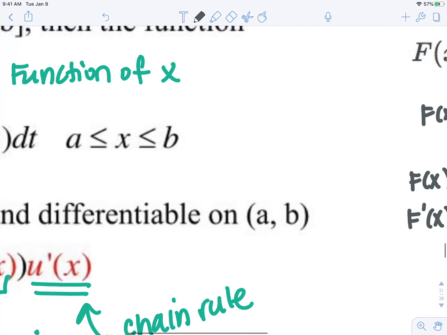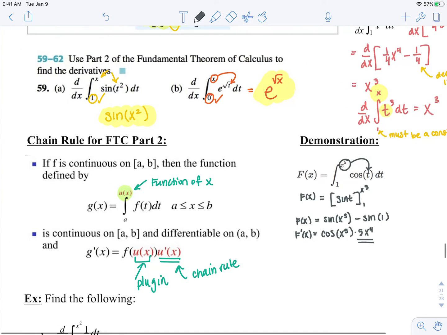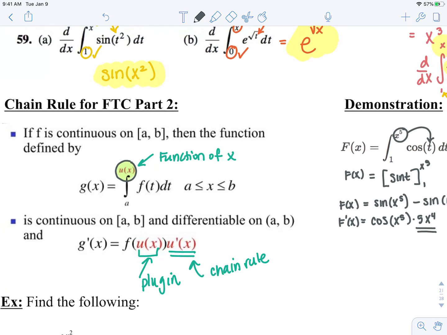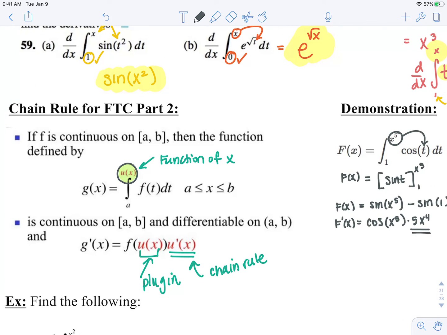So anytime we have an accumulation function that we're trying to find the derivative of, if the upper limit is a function of x, we plug that in for our dummy variable, and we must chain rule and multiply by its derivative. We're going to accept this as true, and we do not have to show any work because we understand the fundamental theorem of calculus, part 2.